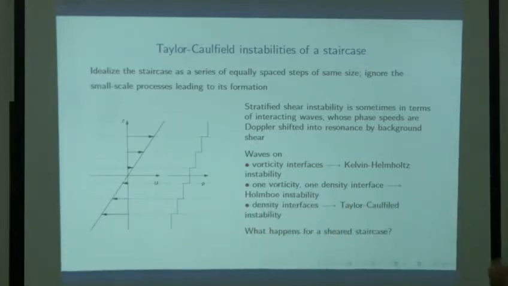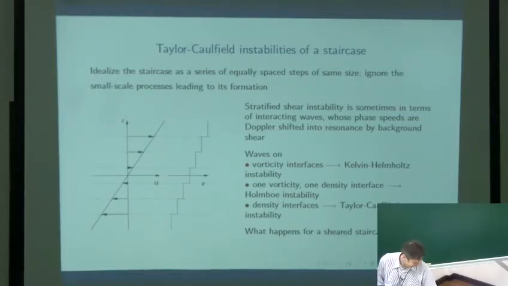Okay, so that's the basic setting. The density gradient's unstable. Oh, I got it the wrong way around. Sorry.